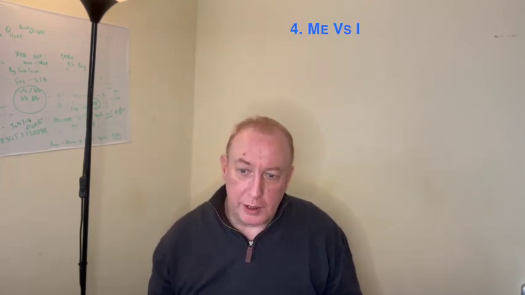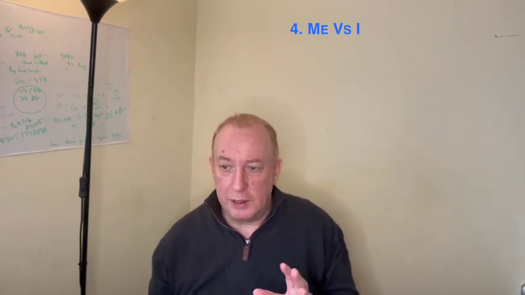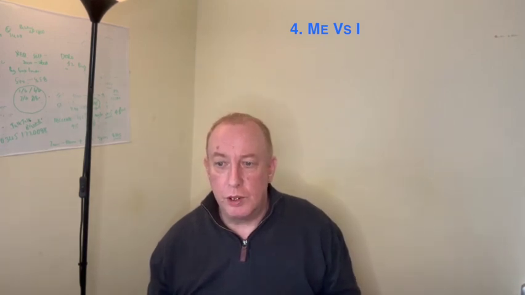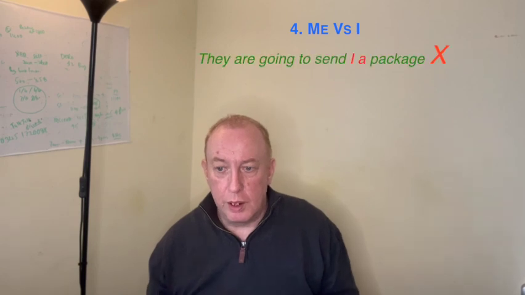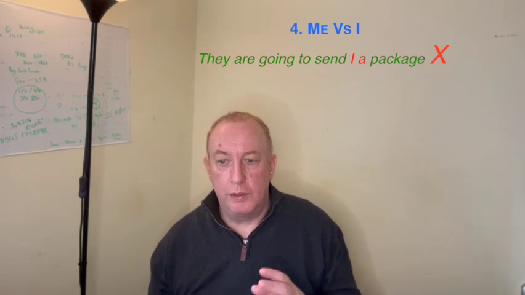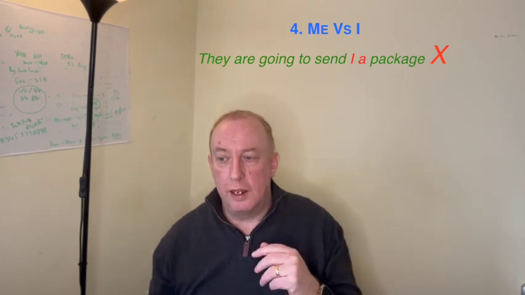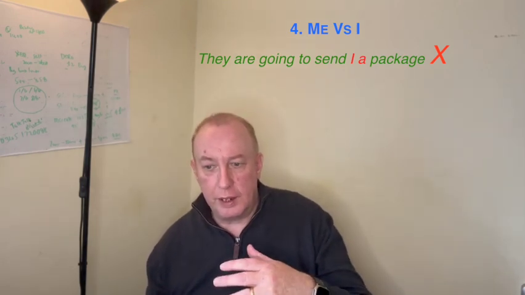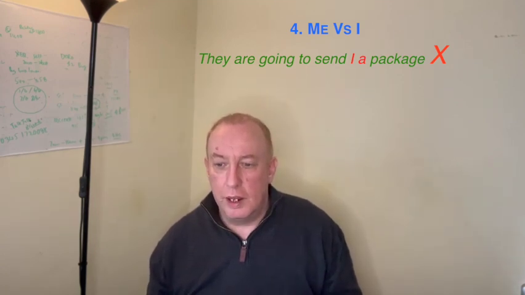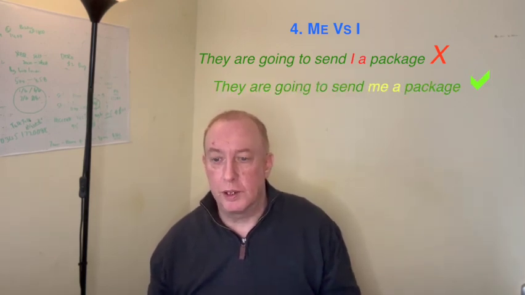The fourth mistake is me versus I. So clear it in your mind that I is the subject and me is the object. We're usually confused between the two. We say, "They are going to send my wife and I a package." Here, if we remove the person and the preceding I, it would sound like they are going to send I a package. This is wrong. It would be better to say they are going to send me a package.